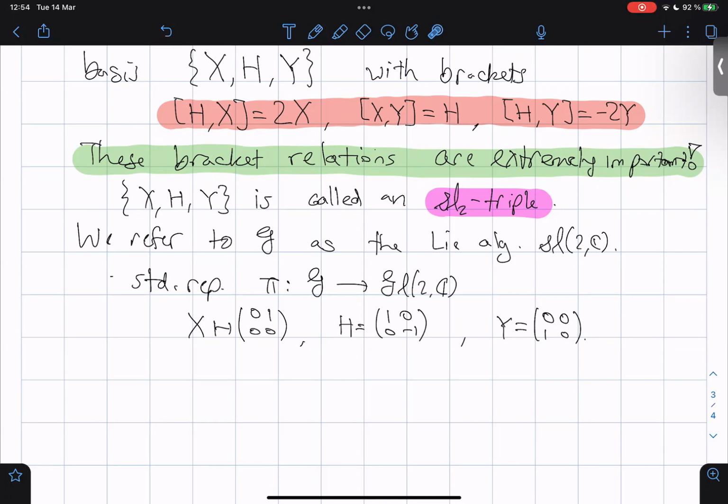So we have our standard representation. The definition of representation says this lands in GL2C, but of course these guys over here are trace-free. So note that pi of G is our usual trace-free matrices.